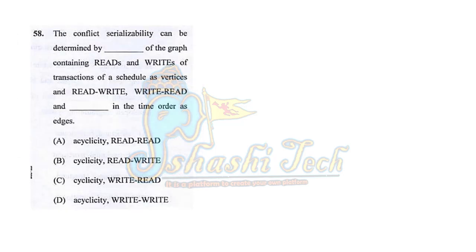Let us go to question number 58. The conflict serializability can be determined by dash of the graph containing reads and writes of the transaction of schedule as vertices and write, read and dash in the time order as edges. Options are: A, cyclicity read; option B, cyclicity read write; option C, cyclicity write read; option D, acyclicity write. Option D is the correct answer.